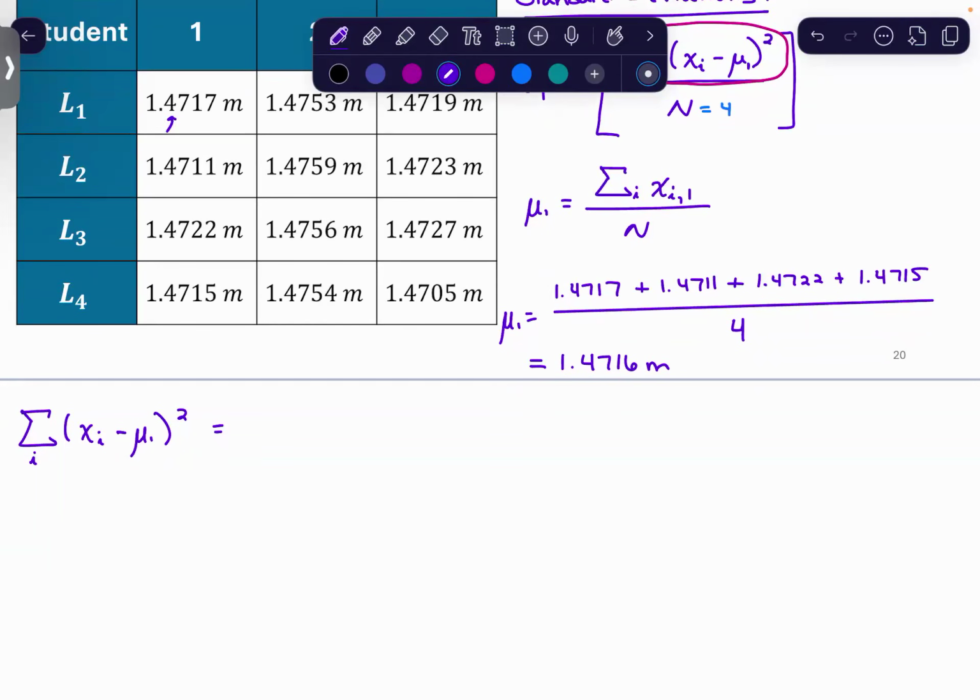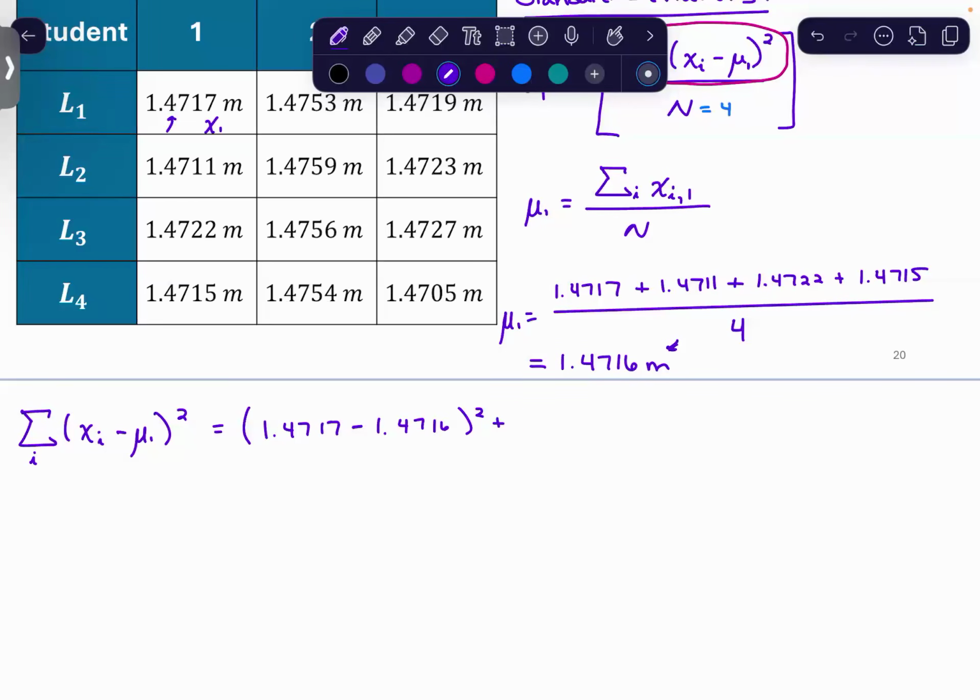So again, that's going to be x1 through 4. So the first one, and here's our x1. So the first one is 1.4717 minus the mean value, 1.4716 squared. And of course, sigma means a sum.